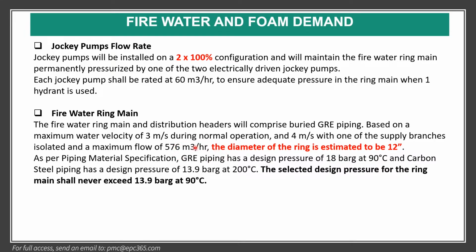We can define with this maximum flow rate the diameter of the fire water ring main, and based on the type, if it is GRE or if it is steel piping, we can define the selected design pressure for the ring main that should never exceed 13.9 at 90 degree. So this is based on the material class of the fire water ring main.